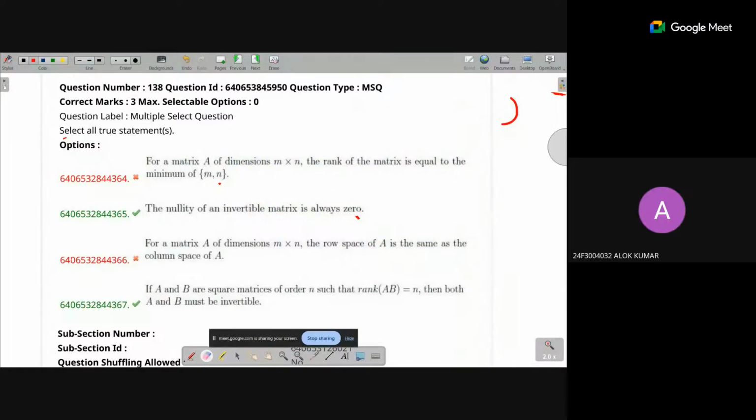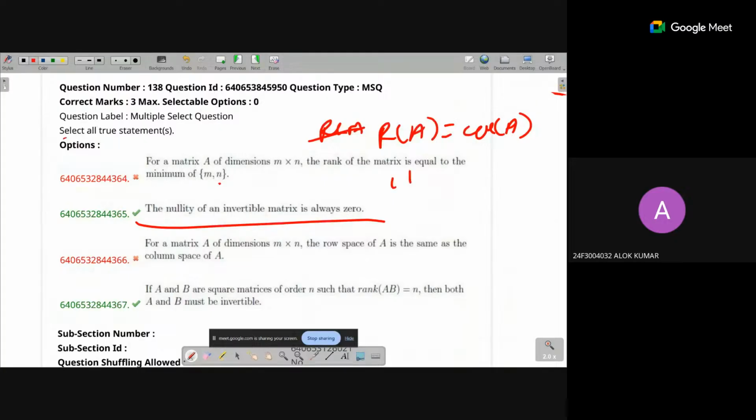Now, second. Nullity of an invertible matrix is always 0. So yes, for any invertible matrix, the rank of that matrix is equal to the number of columns of A, and the null space contains only the 0 vector. So the nullity will be 0. It means the null space of any invertible matrix will span only the zero subspace, nothing else.